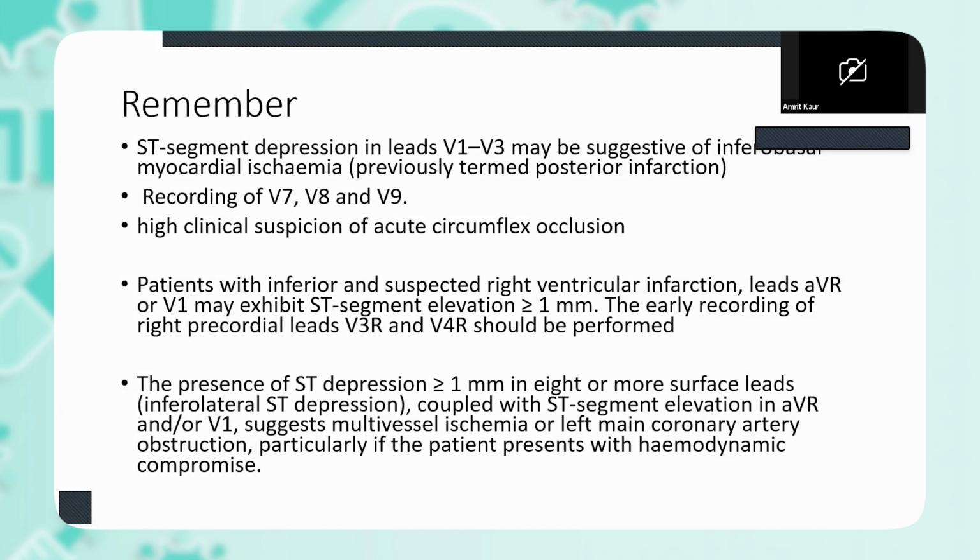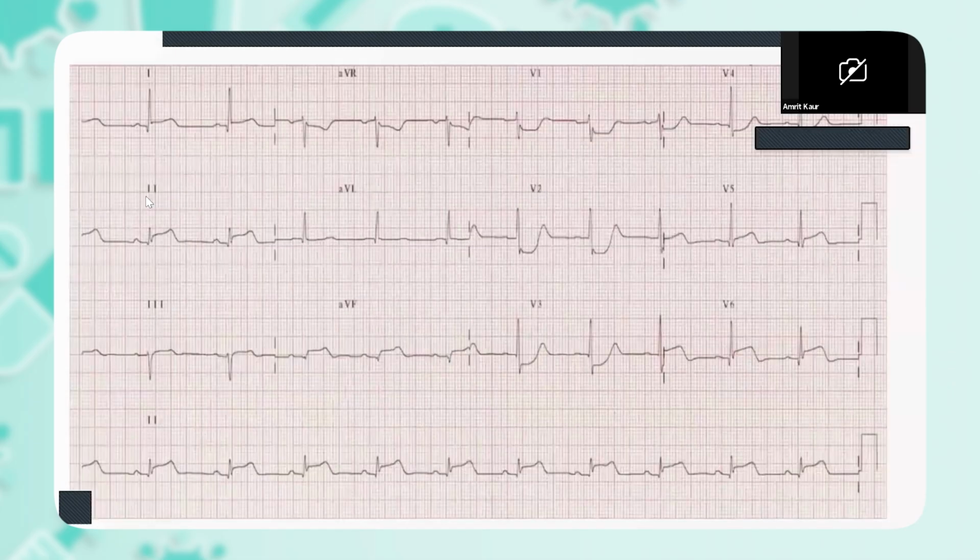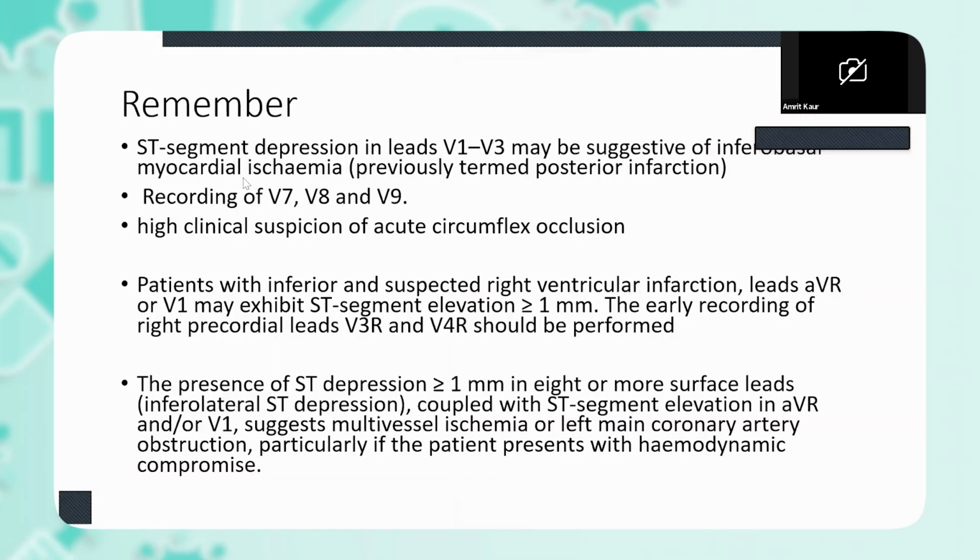This I've spoken about, but just to read with you guys, depression in V1 to V3 is suggestive of posterior MI. Always do V7, V8, V9. It is reflective of your circumflex occlusion. In patients in whom you suspect a right ventricular infarction, V3R and V4R should be done. And one of the other clues that it could be a right ventricular infarction is that your leads AVR and V1 may exhibit ST elevation.